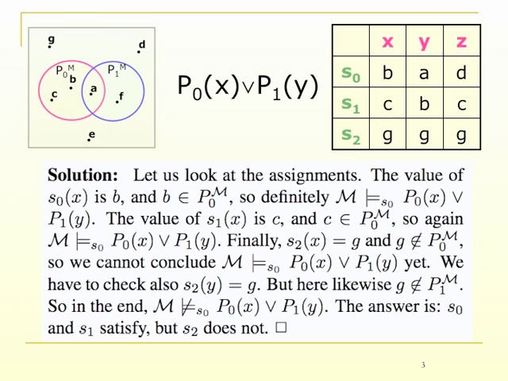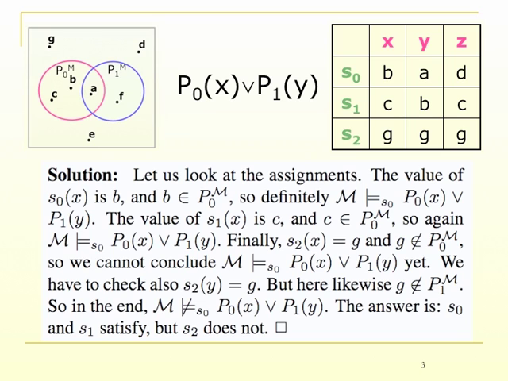The value of S1x is c, and c is in P0m just as b above. So again, S1 satisfies the disjunction P0x or P1y in the model M because it satisfies the first disjunct P0x.